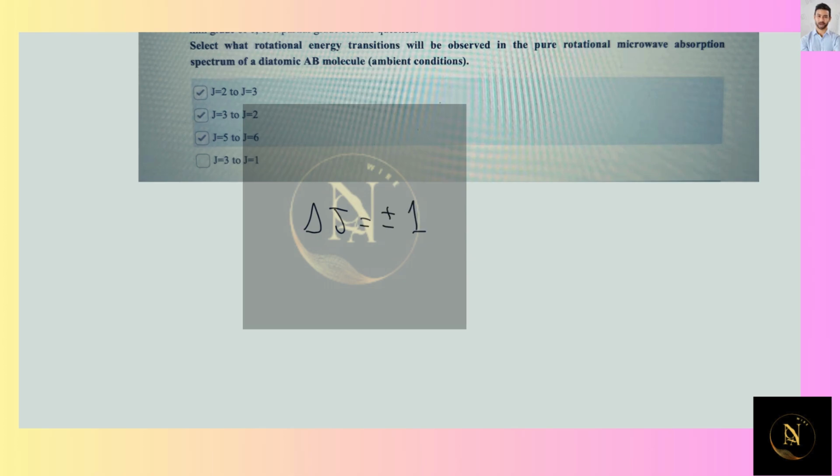Additionally, we know that the energy can be written in terms of the J quantum number. The energy as a function of J is going to be equal to J times J plus 1 times a rotational constant. Let's call this rotational constant B0, for example.